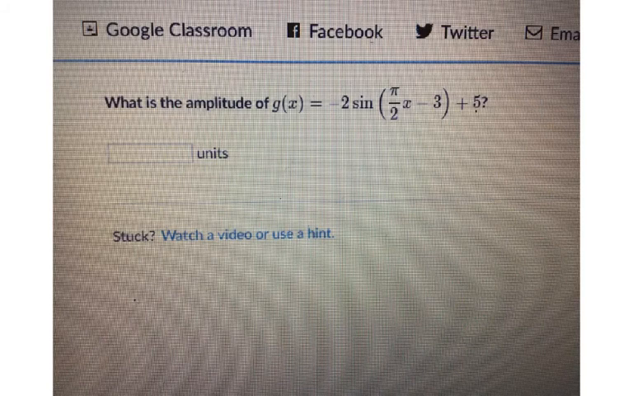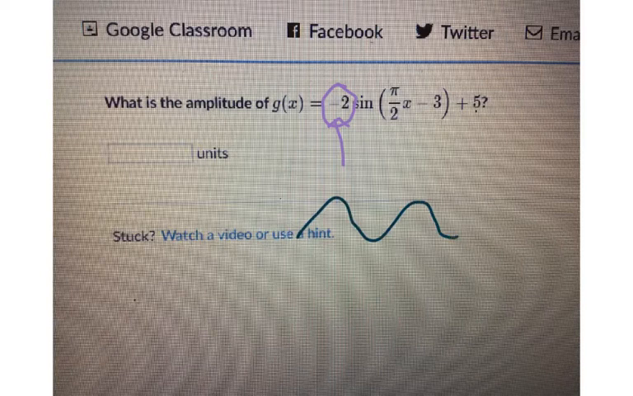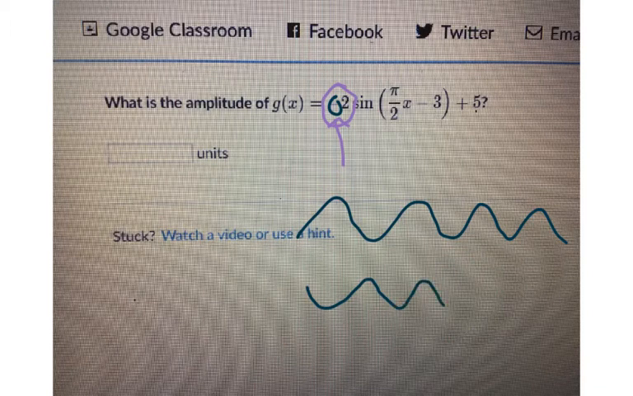Next one. Now this is the only trick, guys. Pay attention. See how it's a negative 2. Remember, all the negative is going to do, check this out. Let's say this is a regular sine wave again. All the negative is going to do is flip it over. So it's going to go up and down the opposite way. Instead of up, it's going down. Instead of down, it's going up. All right, that's all the negative is going to do.